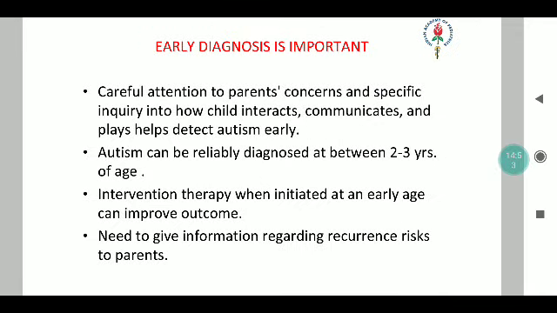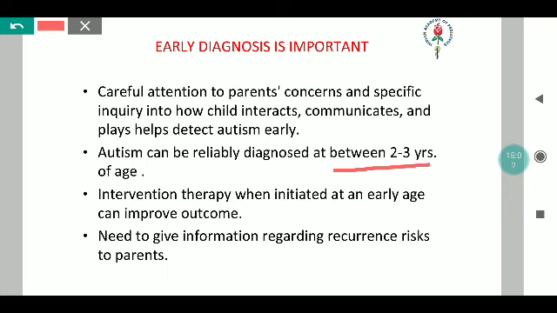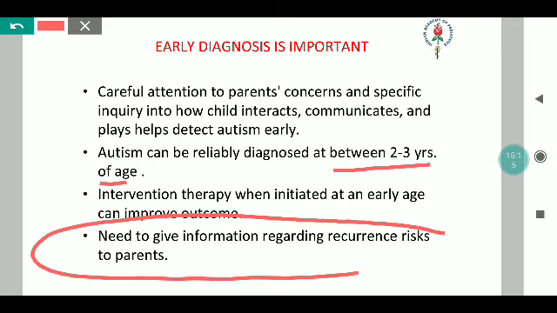Now, when I say early diagnosis is important, parental concerns must be given attention. They should not be neglected. And with a reasonable degree of reliability, autism can be successfully diagnosed by the second to third year of life. Intervention therapy can be initiated as early as possible, and does help in the overall outcome. And it is important to give parental counseling regarding the recurrence risks.